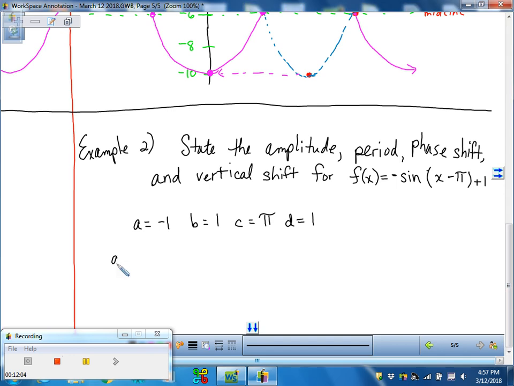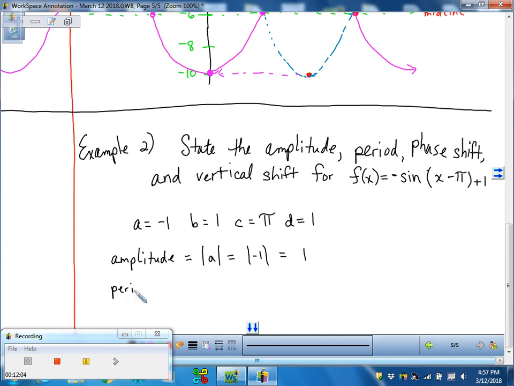Now, once I've labeled those, now I'm ready for my amplitude. Amplitude is the absolute value of A, so we're doing the absolute value of negative 1, which is positive 1. So our amplitude is 1.